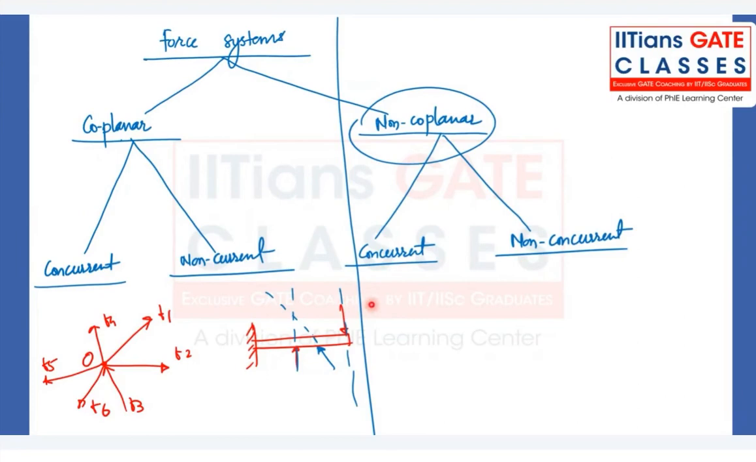In our syllabus, we only have the coplanar force system because we are dealing with figures which we can draw in two dimensions. Coplanar means all forces are in a single plane, in the XY plane basically. And either they can be concurrent or non-concurrent. Concurrent means passing through a single point, non-concurrent means they are not passing through a single point. Is it clear till this? Any doubt, feel free to ask.